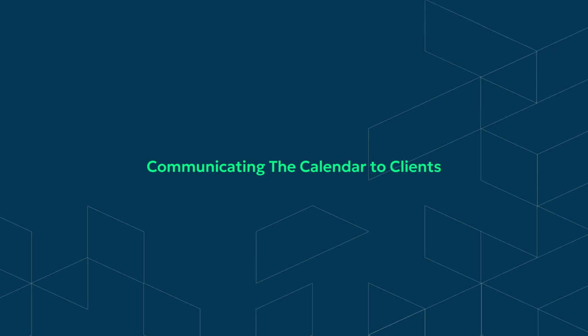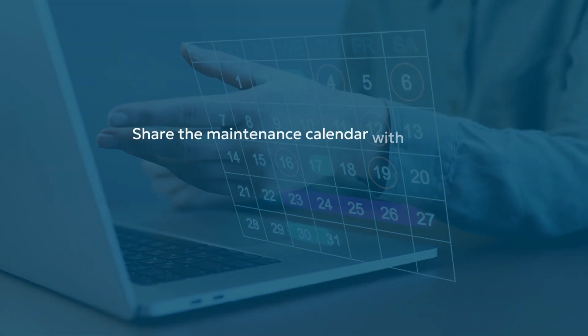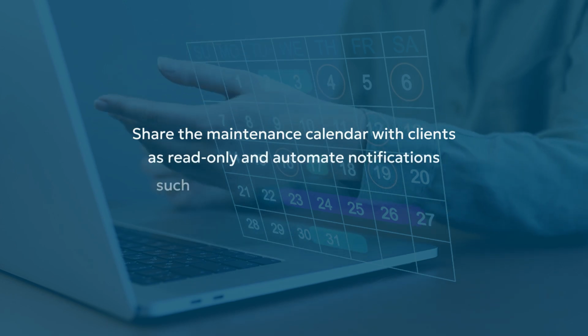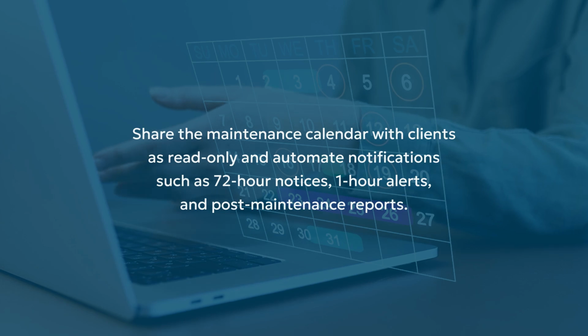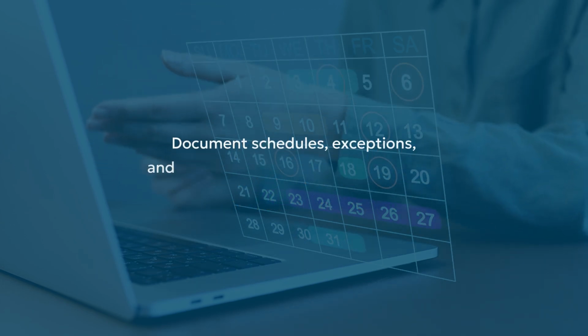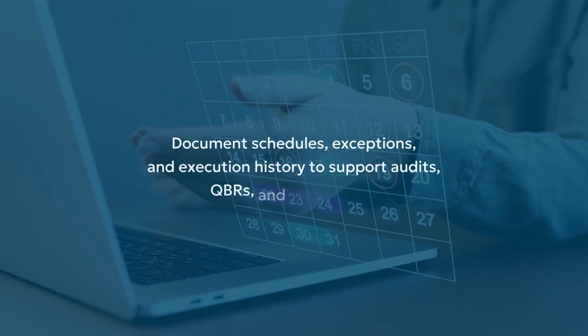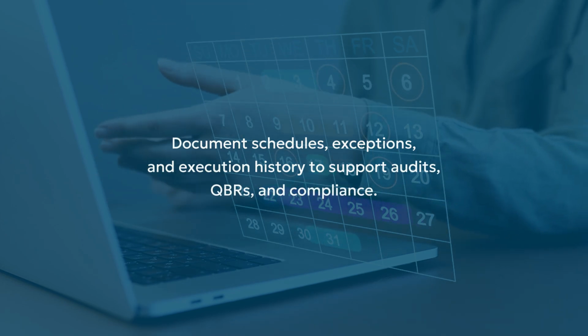Communicating the calendar to clients. Share the maintenance calendar with clients using read-only access and automate notifications such as 72-hour previews, 1-hour alerts, and post-maintenance reports. Document all schedules, exceptions, and execution history to support audits, quarterly business reviews, and compliance requirements.